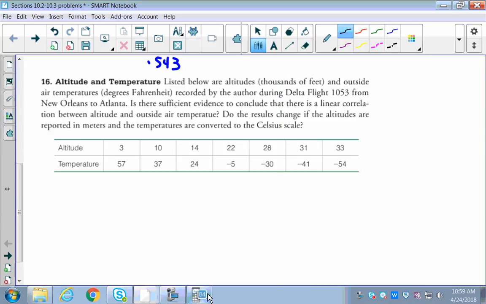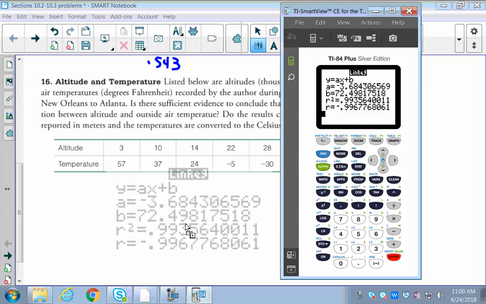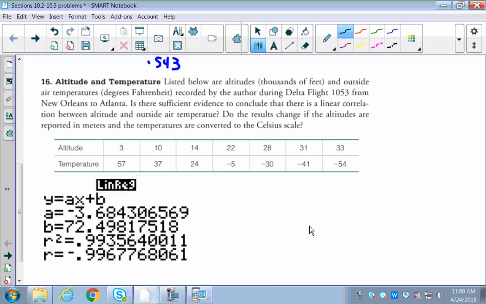Okay, so I have put my data in L1 and L2. I'm going to go back to stat. I'm going to ask it to calculate, and I want it to find my linear regression number 4, L1, L2. And again, I'm going to put it into my calculator so I can take a look at the graph. That's Y1, and enter. And I find that my results are that y is equal to negative 3.684 times x plus 72.498. That would be my linear model, my regression equation.